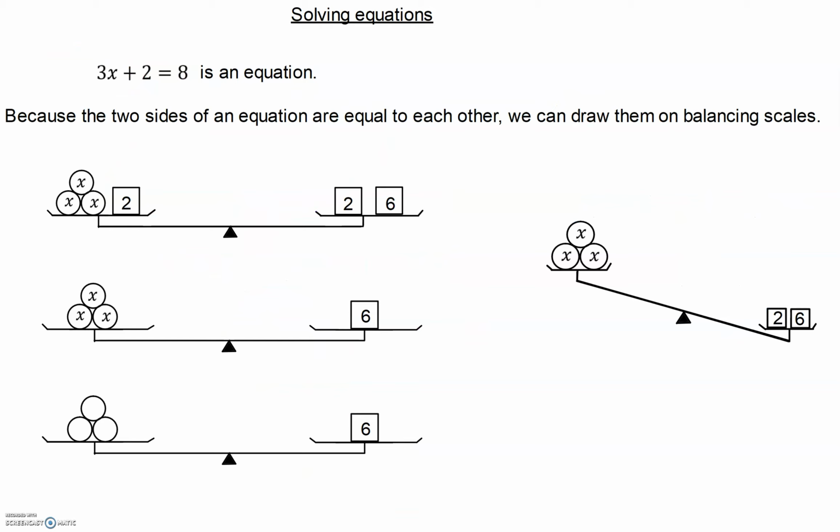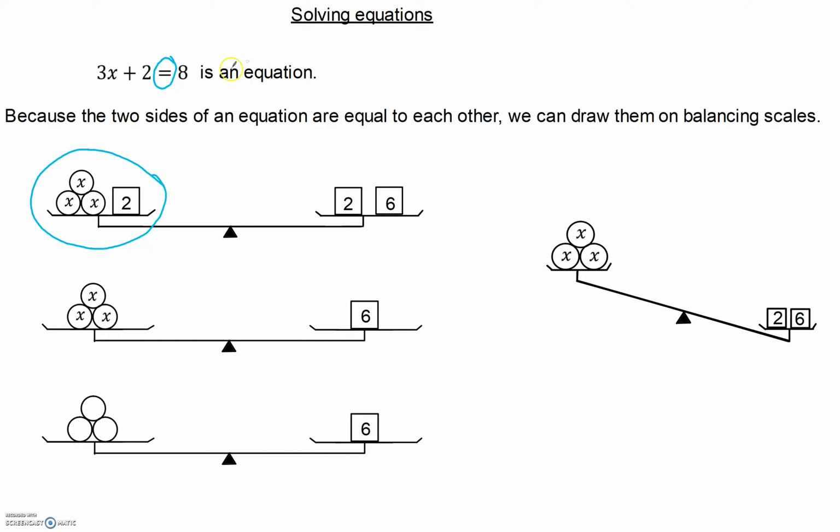Now we're going to have a look at the equation in a bit more detail. Because we have an equal sign, that is telling us that both sides of our equation are the same. We have a left-hand side and a right-hand side. On the left-hand side we have 3x plus 2, and on the right-hand side we have 8. And because they are equal to each other, we can draw them as balancing scales. On the left-hand side, we've got 3 identical balls that each have a value of x, and we've got a box with a value of 2. That represents our 3x plus 2.